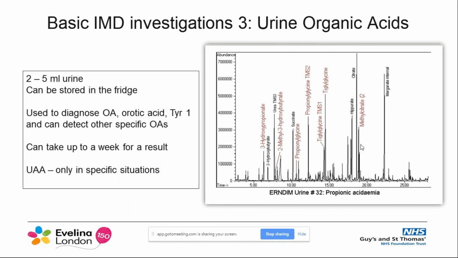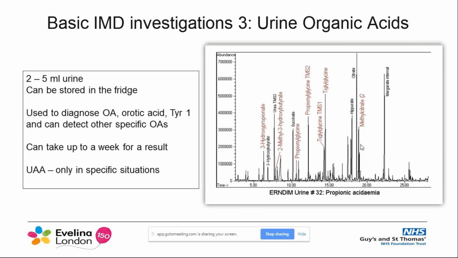And then urine organic acids, which is the third kind of basic test that we may ask for. So it needs a small amount of appropriately concentrated urine, so the lab can run the sample and look at metabolites. It can be stored in the fridge. We don't freeze it here, but it can be stored in the fridge if it's going to be sent the following day.